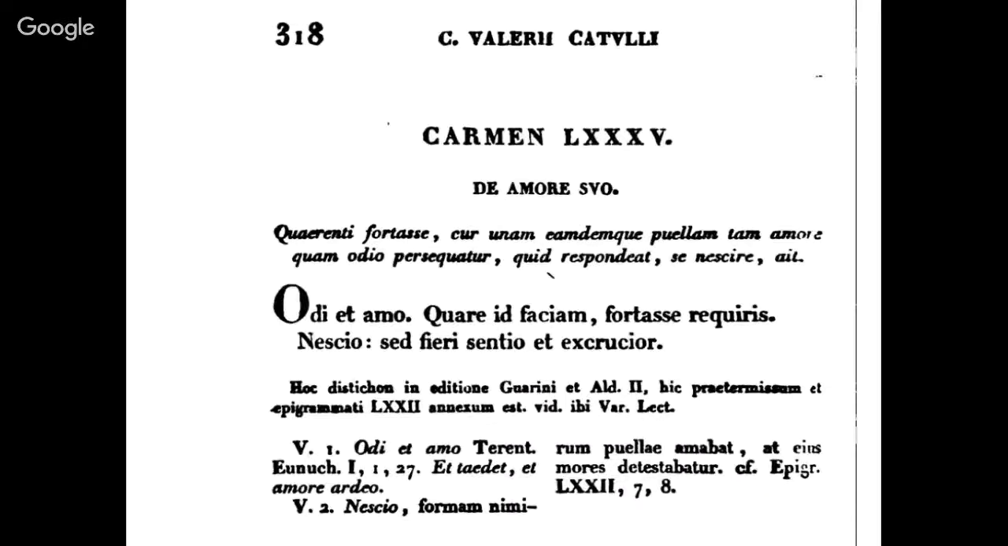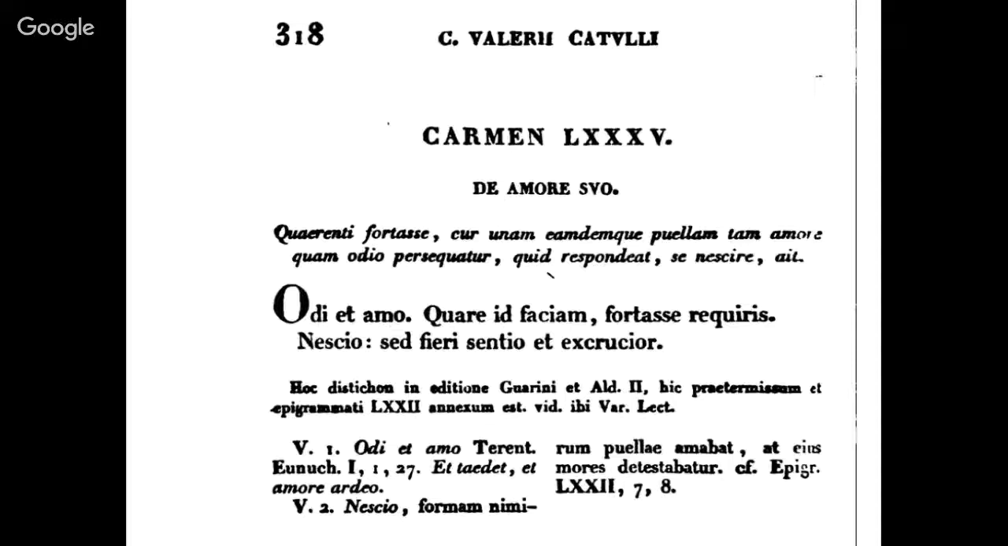Here is what the edition of this poem looks like in Döring. You can see that Catullus' text is surrounded by annotations. We have a title, which is added by the editor. We have a subtitle, De Amore Suo, which is again added by the editor. And there is a brief paraphrase in Latin. It starts with the words quaerenti fortasse cur unam, and so on. And then below the poem, with the words hoc distichon and so on, there is a brief textual note which says that this was not a separate, individual poem in certain older editions.